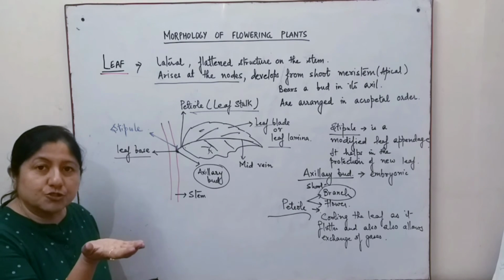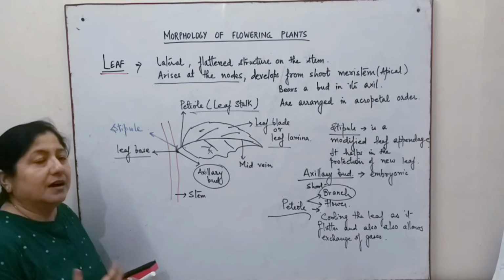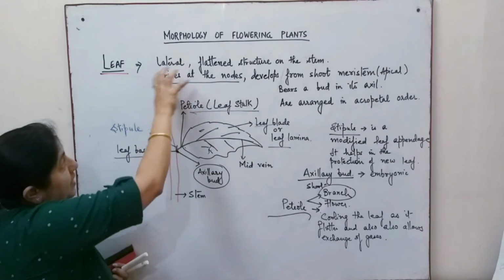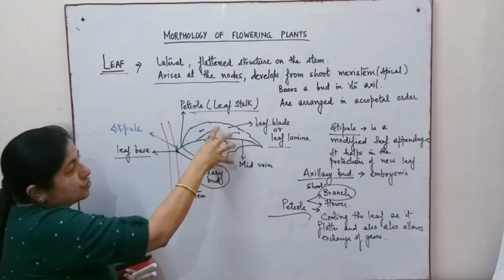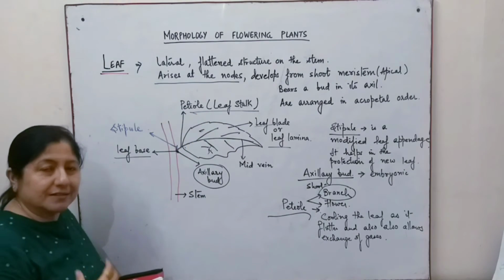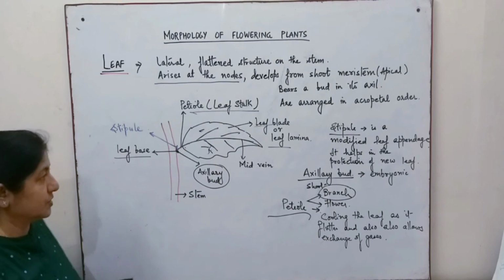Since it is exposed to the sunlight, this area is a horizontal, laterally flattened structure, so it will be holding most of the photons and thereby bringing about the photosynthesis.